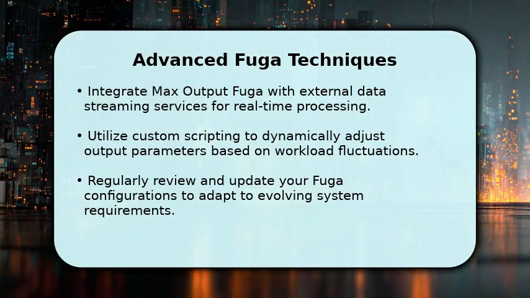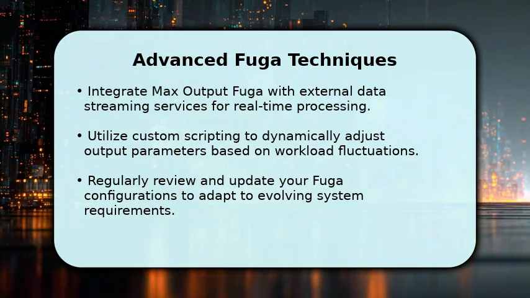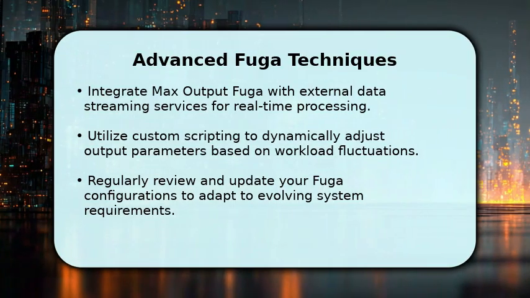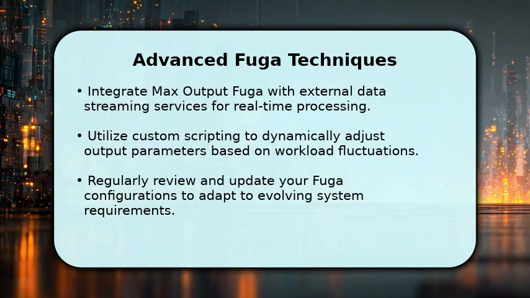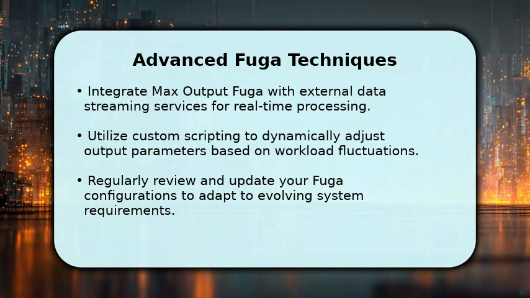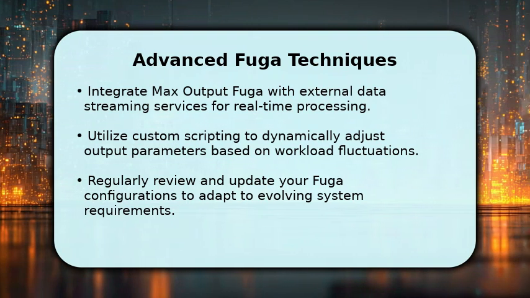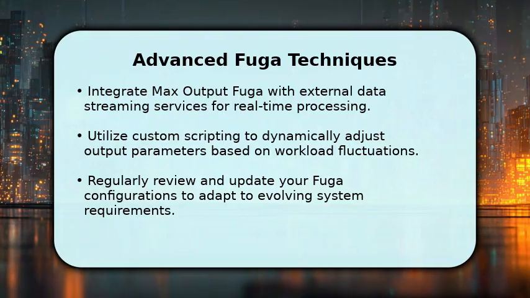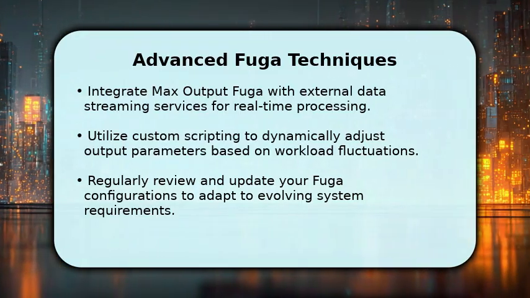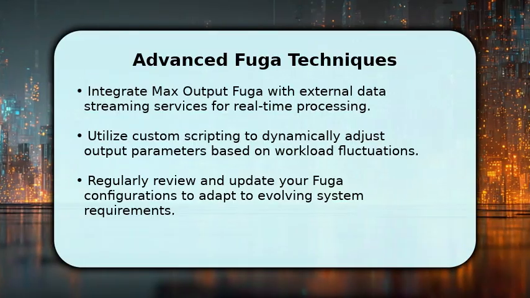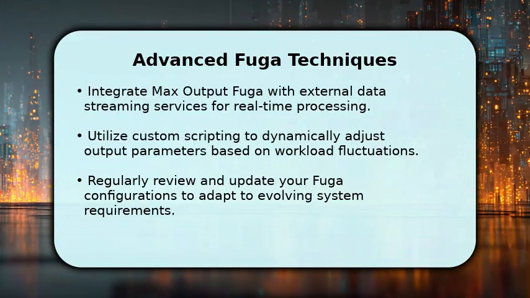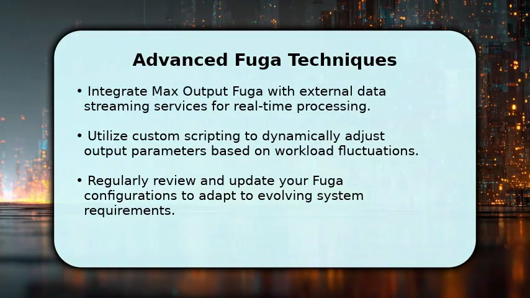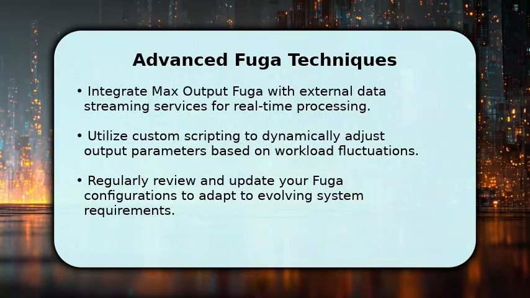For advanced users, consider integrating Max Output Fuga with external data streaming services to unlock real-time processing capabilities. This allows for immediate data analysis and action. Another powerful technique involves using custom scripting to dynamically adjust output parameters. This means Fuga can intelligently adapt to workload fluctuations, maintaining peak performance automatically. Remember to regularly review and update your Fuga configurations. Staying current ensures your system remains optimized and responsive to all your evolving automation needs.